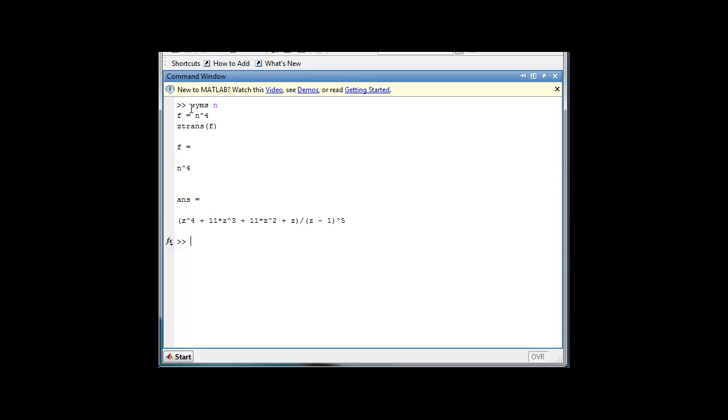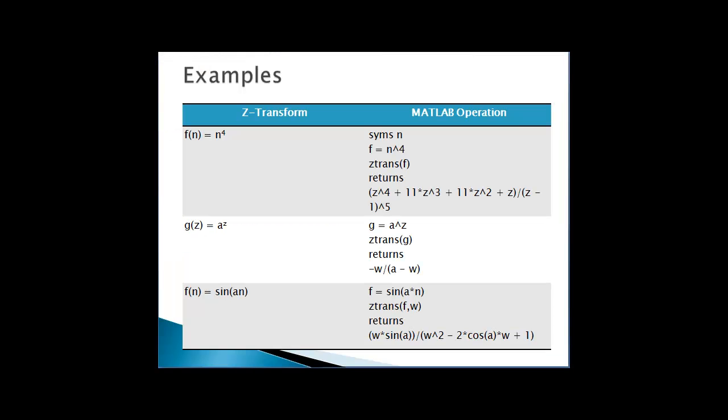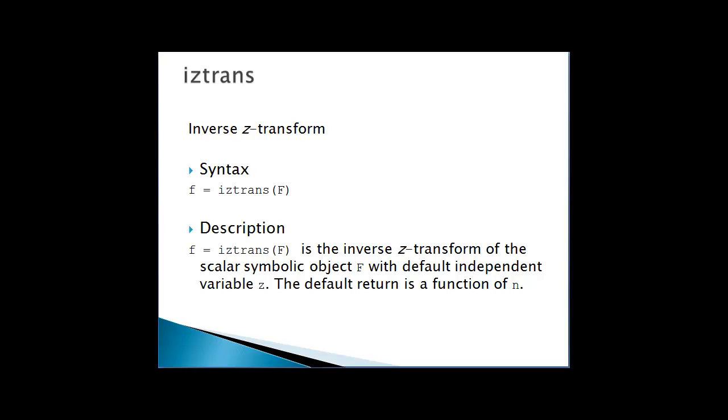See here, I have the program: syms n, f equal to n to the power 4, and ztrans of f. So it will give me f as output and the z transform as output. Similarly, we can find the z transform of g of z and f of n, that is sin a and a to the power z. Just be careful before using the program that you have to declare all the symbols and variables that you use in your program, as we have declared n in the first.